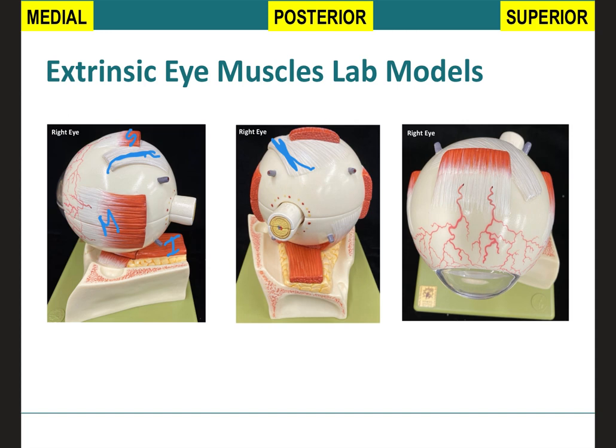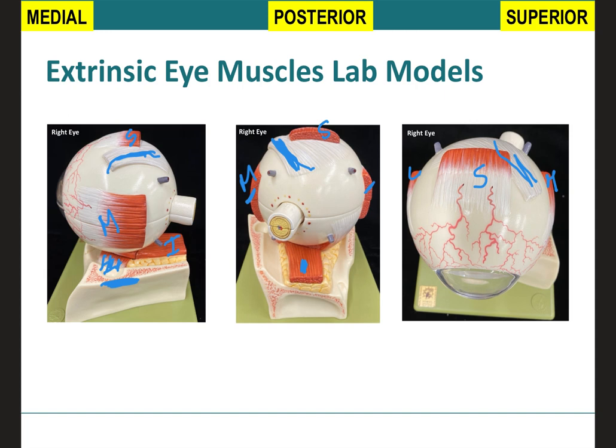So this would be your superior rectus. The superior oblique is going towards the medial side. So this would be your medial rectus, your lateral rectus, your inferior rectus. On a superior view, superior oblique, superior rectus, lateral rectus, medial rectus. And down here we can see the inferior oblique coming in an oblique angle towards the midline of the body.